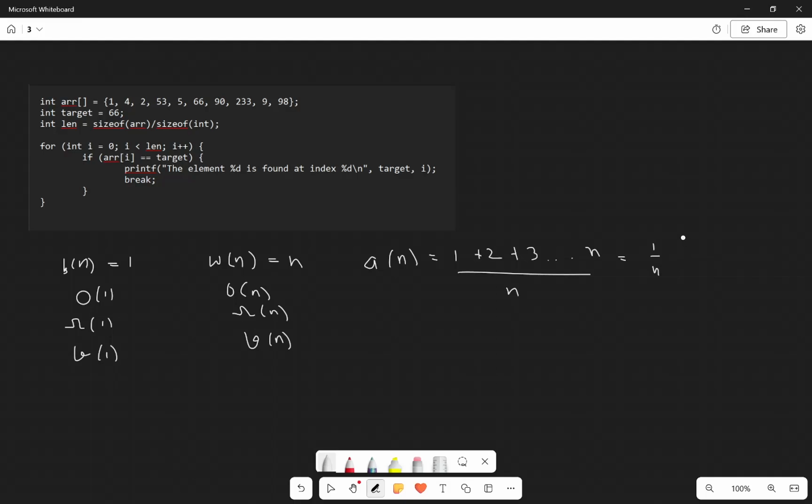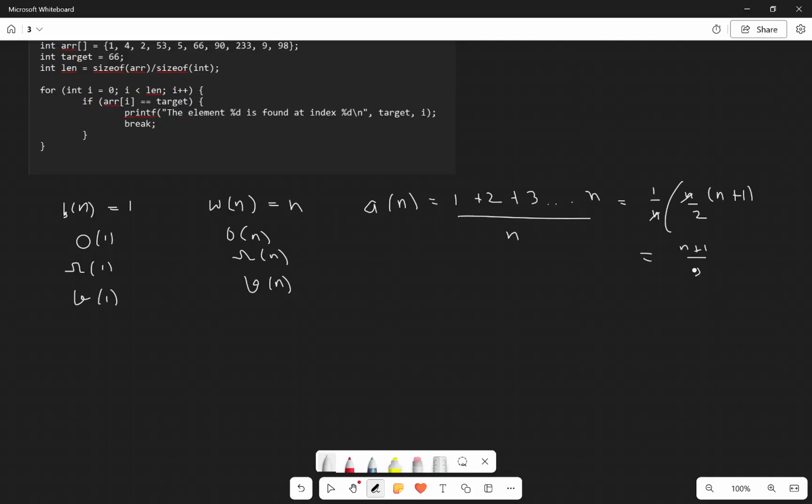Divide by n, and then this summation can be written like this: n plus 1, and then this can be simplified into n plus 1 divided by 2. So this is the function for the average case scenario.